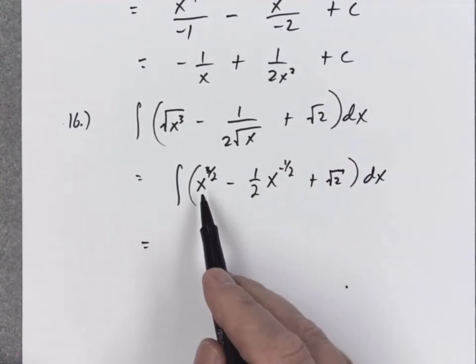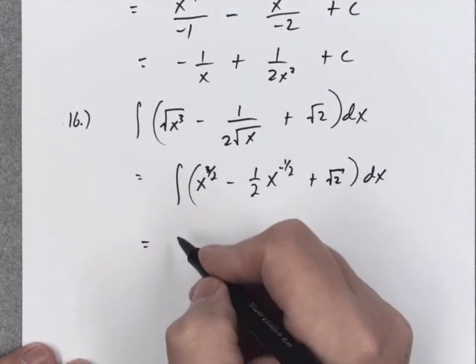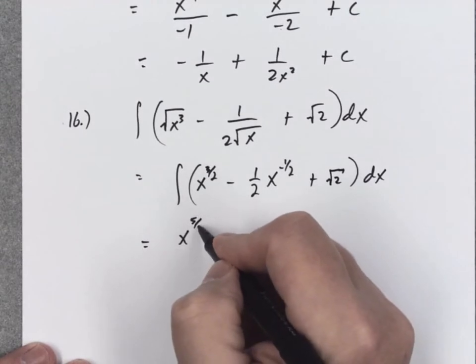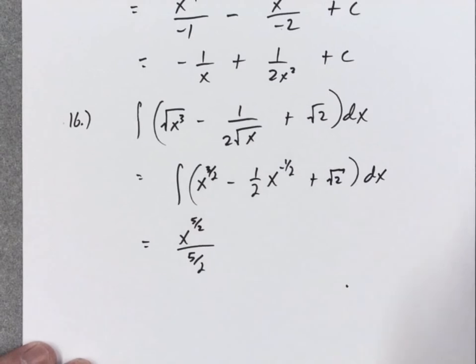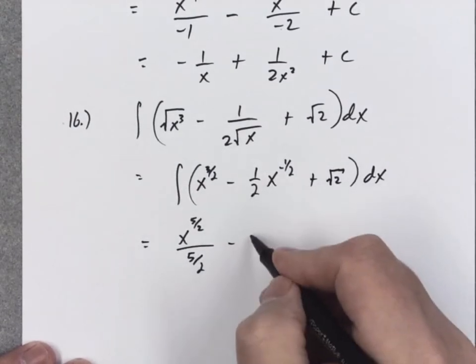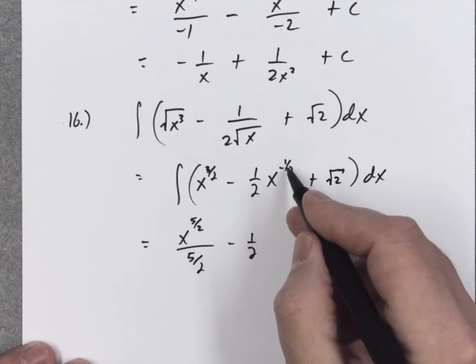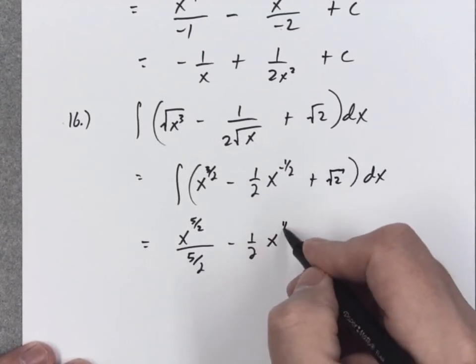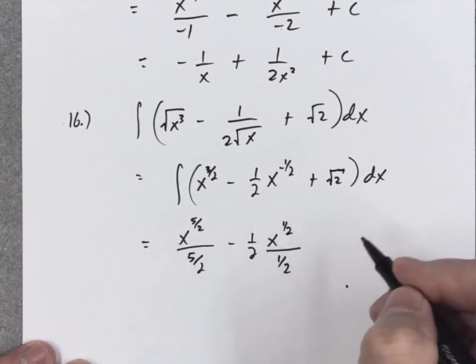So I'm ready to integrate each one of these one piece at a time. Power rule says add 1. When you add 1 to 3 halves, you actually get 5 halves. And then the new exponent goes in the bottom. The minus 1/2 sort of tags along. Now, the integral, you add 1 to negative 1/2. That's 1/2. Divide it by the new exponent.